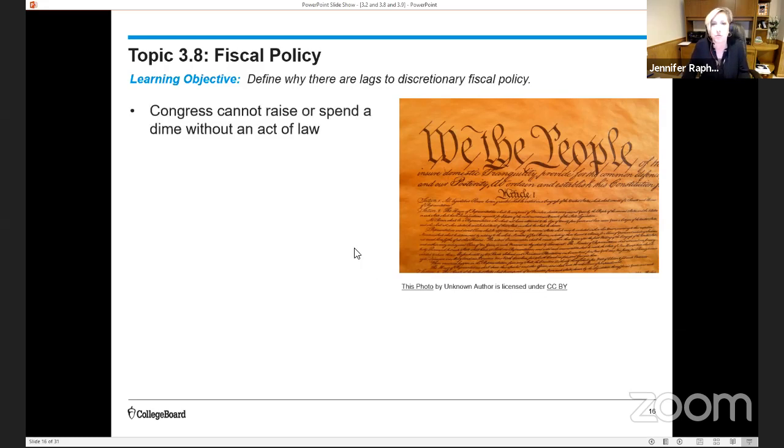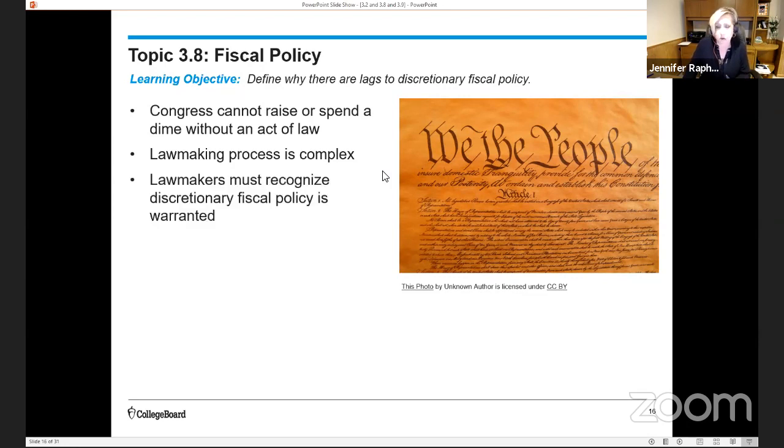Congress cannot raise or spend a dime without an act of law. So in order for the government to change the amount of money it's collecting in tax revenue, it requires a new piece of legislation. In order for the government to change the way it is spending money, it requires a new piece of legislation. And as I'm sure you're aware, if you're following the news at all, the lawmaking process is very complicated. Right? And it's compounded or confounded by a number of variables.